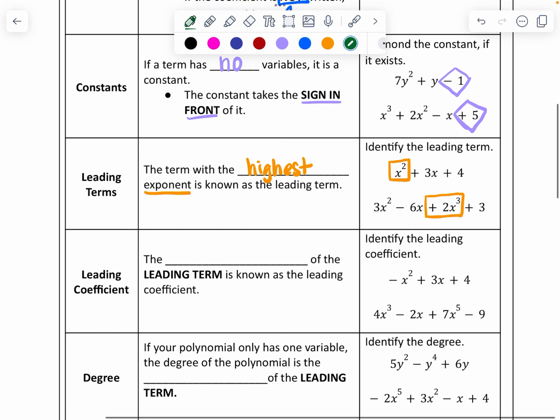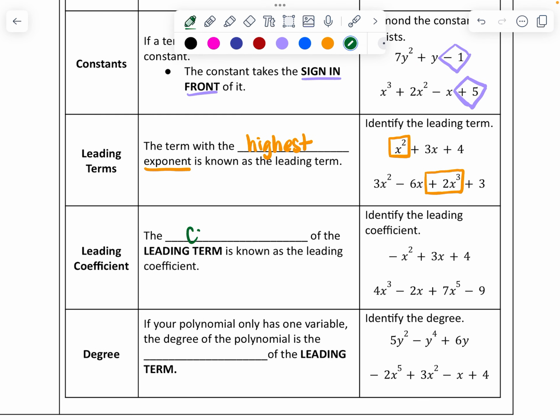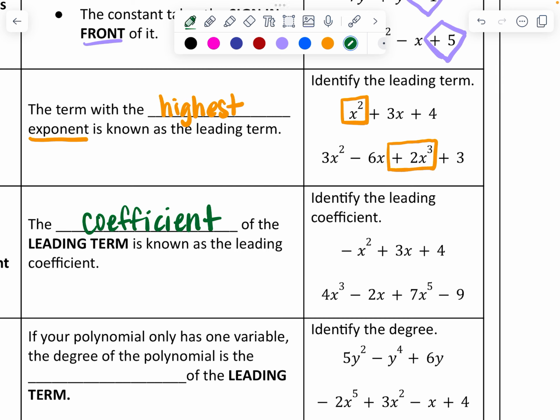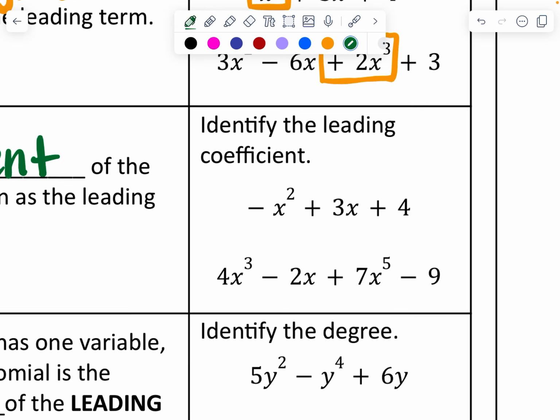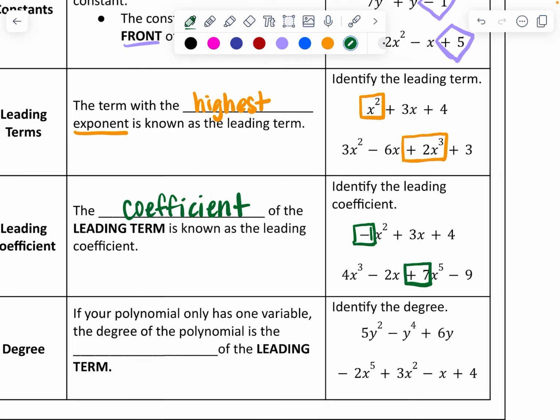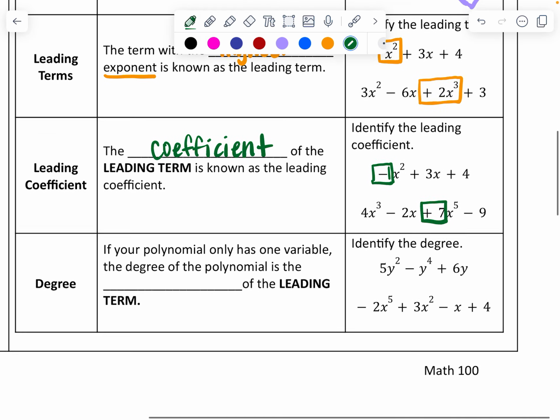The leading coefficient is the coefficient of the leading term. So you're going to look for the leading term, which is the term with the highest exponent, and you're going to identify the coefficient of that term. So we're going to identify the leading coefficient. For the top one, that would be -1. And for the second one, it would be +7. Find the term with the highest exponent and identify the coefficient. That is the leading coefficient.